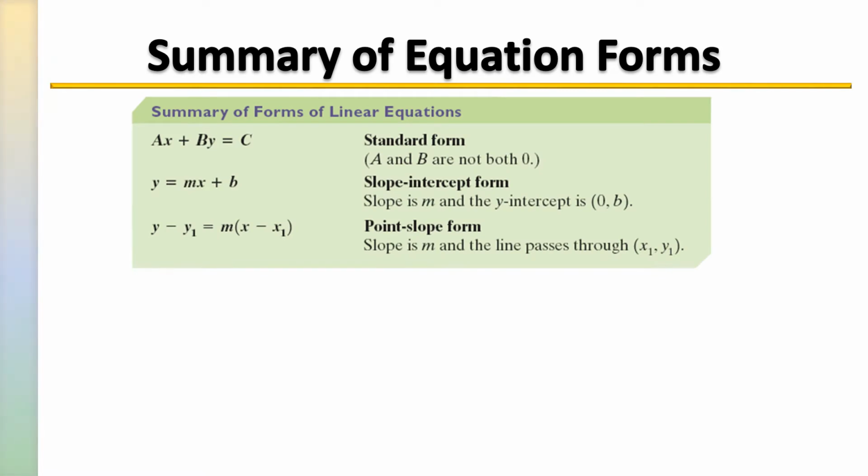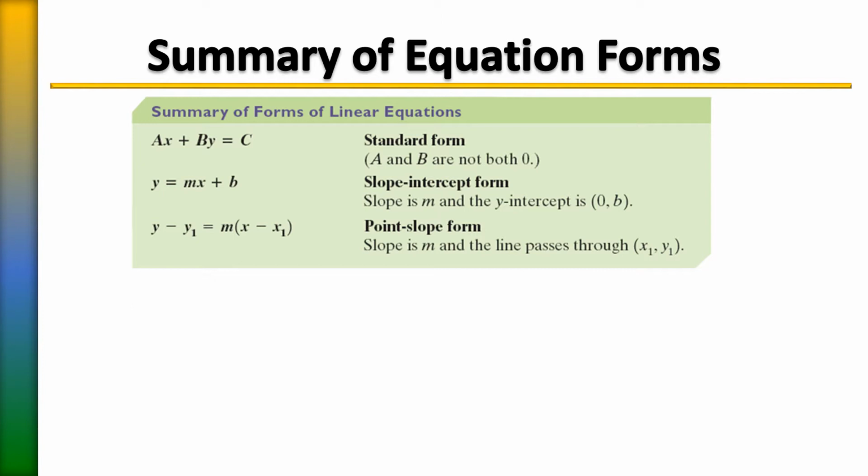So here is a summary of forms of linear equations. An equation can be written in any of the three forms. Let's start with standard form first. Standard form is where you have the x term first, then y, and then the constant number is by itself on the other side of the equal sign. So again, x first, then y, and then your constant, your number, is on the right side.